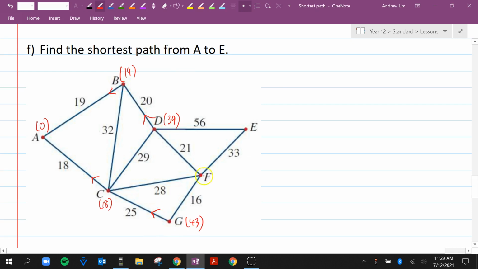F, there's a whole bunch of different ones. I can go from this way, or this way. So 43 plus 16 is 59. 18 plus 28 is 46. And 39 plus 21 is 60. So 46 is going to be the shortest. And that's going to come from this.